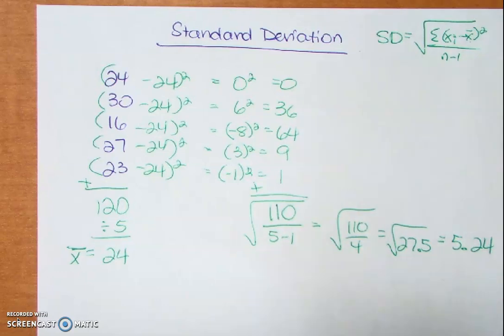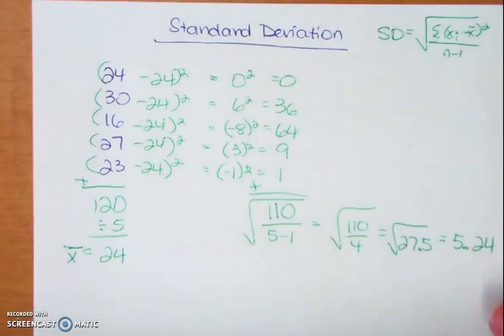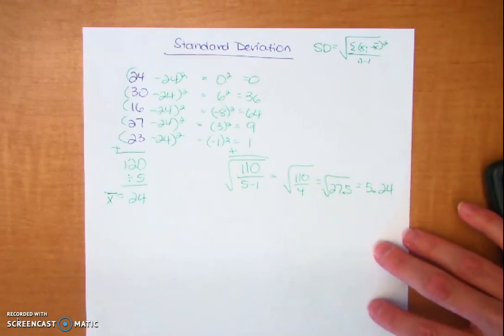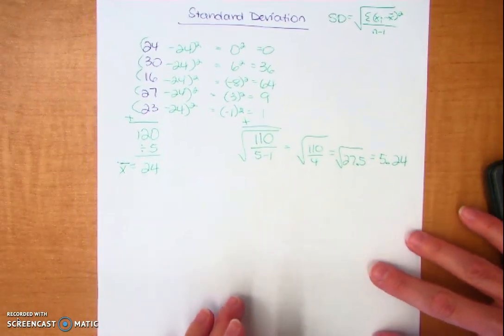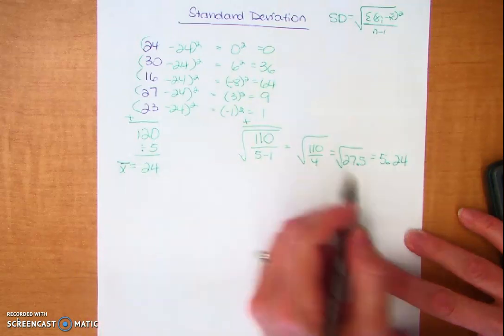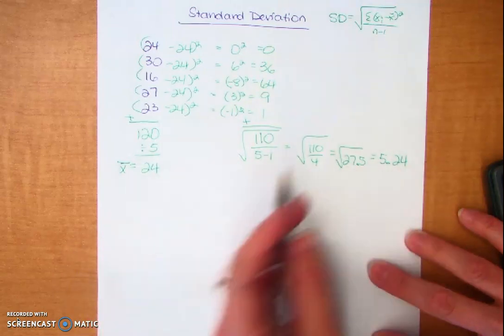Now, for the sake of simplicity, I'm going to round that to 5. In reality, I would not recommend doing that. But because we're going to be graphing it, I'm going to say let's go with rounding to 5 because we're not going to want to deal with a decimal.